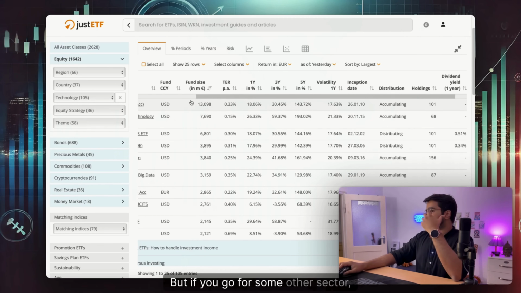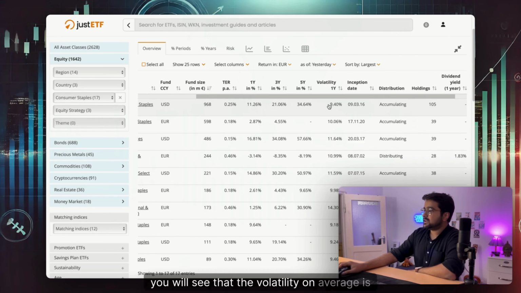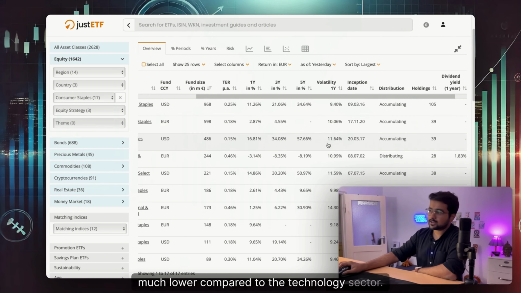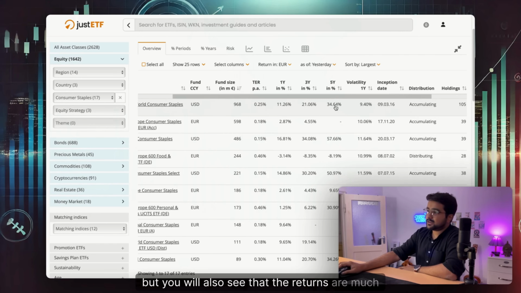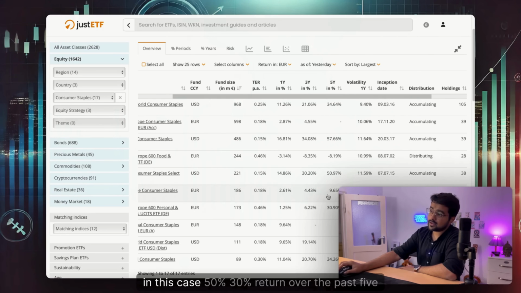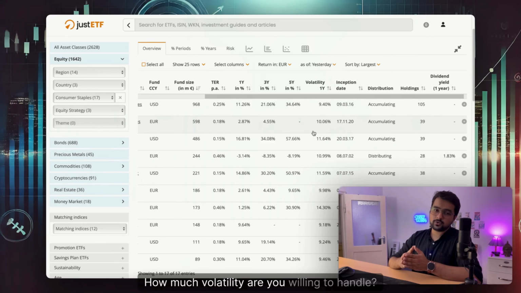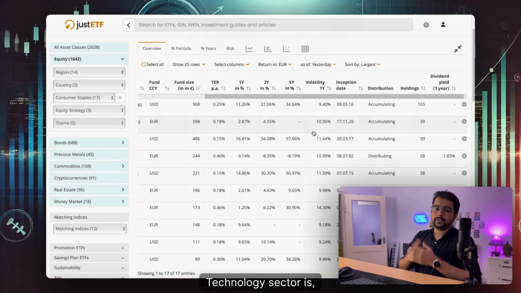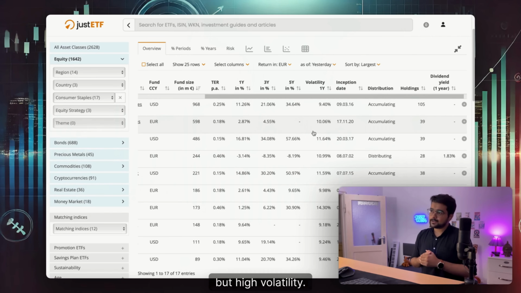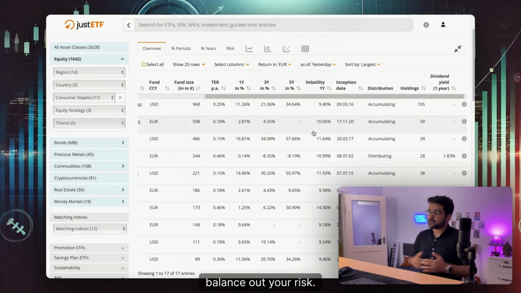But if you go for some other sector, like let's say, if we go to consumer staples, you will see that the volatility on average is much lower compared to the technology sector. But you will also see that the returns are much lower. You have had 35%, 50% negative in this case, 50%, 30% return over the past 5 years. So it all depends on your risk appetite. How much volatility are you willing to handle? Technology sector is high growth but high volatility. So you can also go for different sectors to balance out your risk.